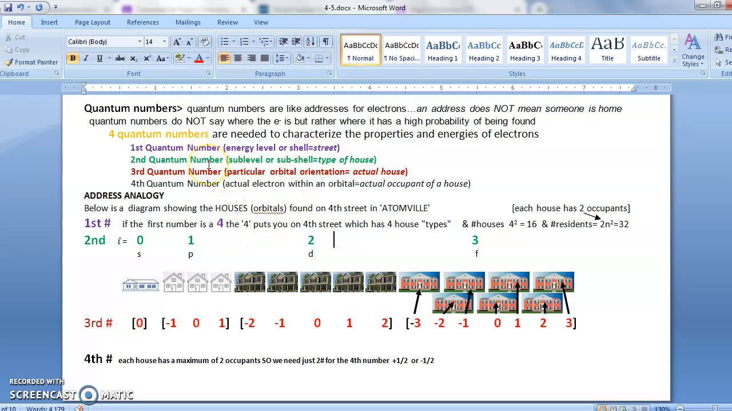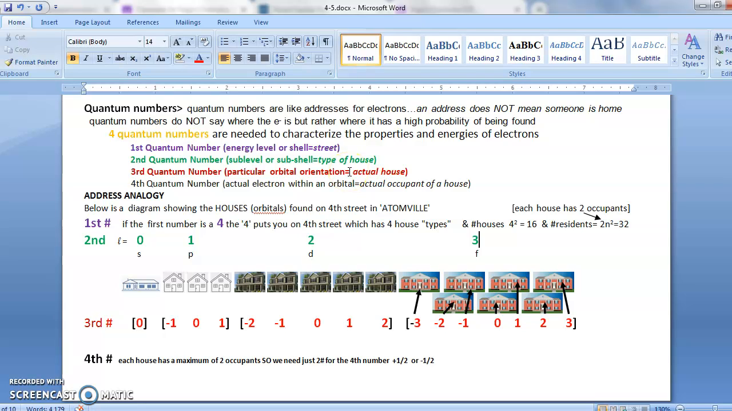The second number is the code for which house type you're in. So in this address, we have the second number giving you a code. If the second number is a 0, you're in this type of house. If the second number is a 1, you're in this type of house. If the second number is a 2, you're in this type of house. If the second number is a 3, you're in this type of house. So the second number is a code for the type of house you are in.